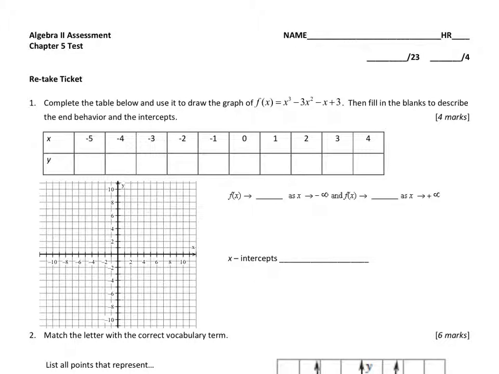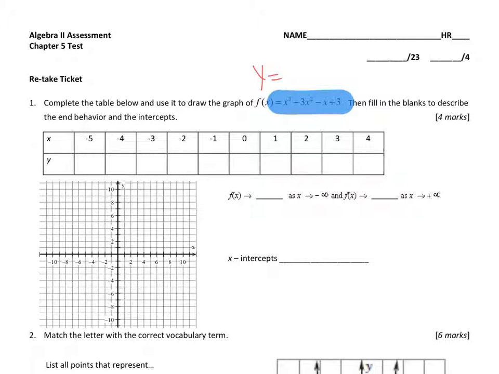So we need to take this equation up here, type that in your calculator, and look at the table. So type that in your calculator in the y equals part of the calculator, and then hit second table once you've got that in there to get over to the table.